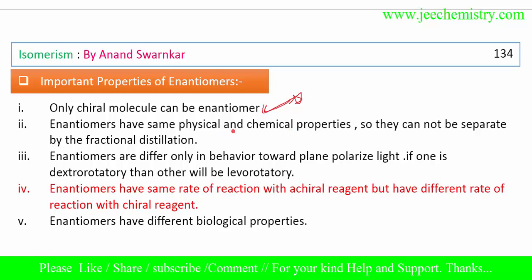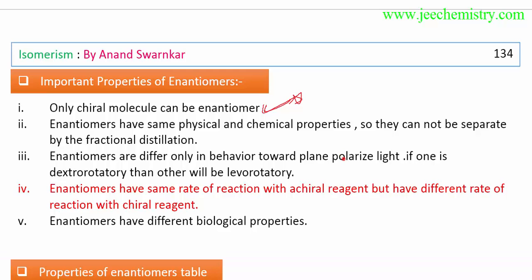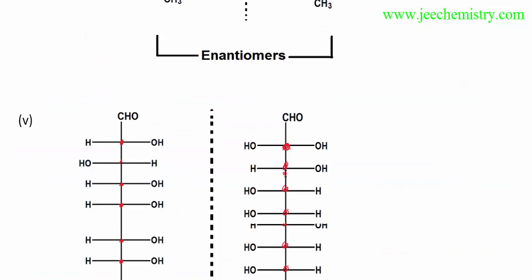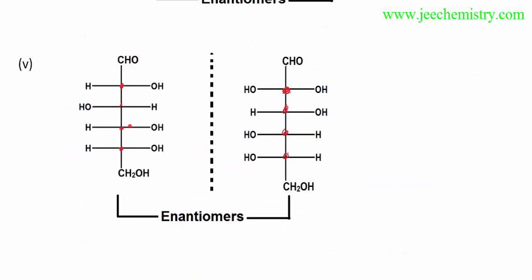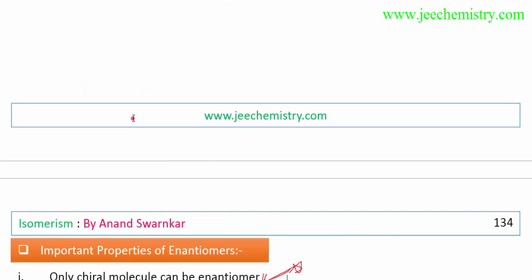As they have the same physical and chemical properties, they cannot be separated by fractional distillation. As the physical and chemical properties are the same, we cannot separate these two compounds. Enantiomers differ only in their behavior towards plane polarized light. As I already told, they are chiral and have different behavior towards plane polarized light. If one is dextrorotatory, then the other will be levorotatory. Suppose this compound is dextrorotatory, then this compound will be levorotatory. This is the property of the enantiomer.